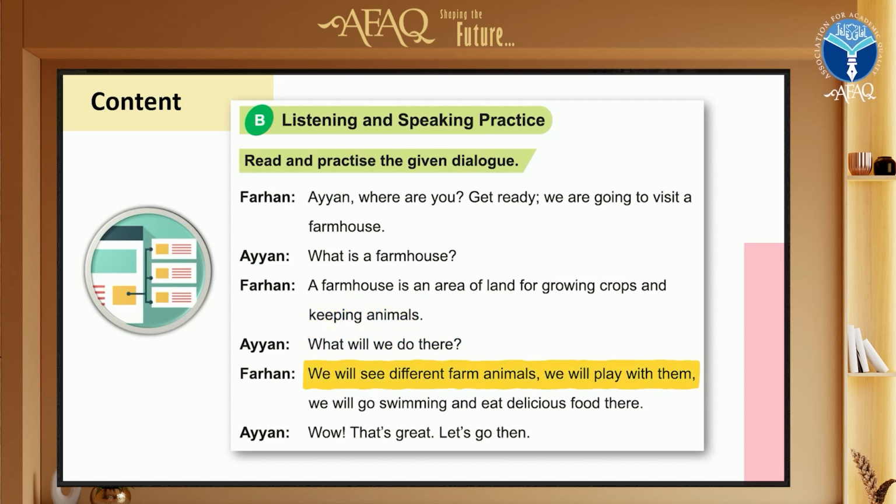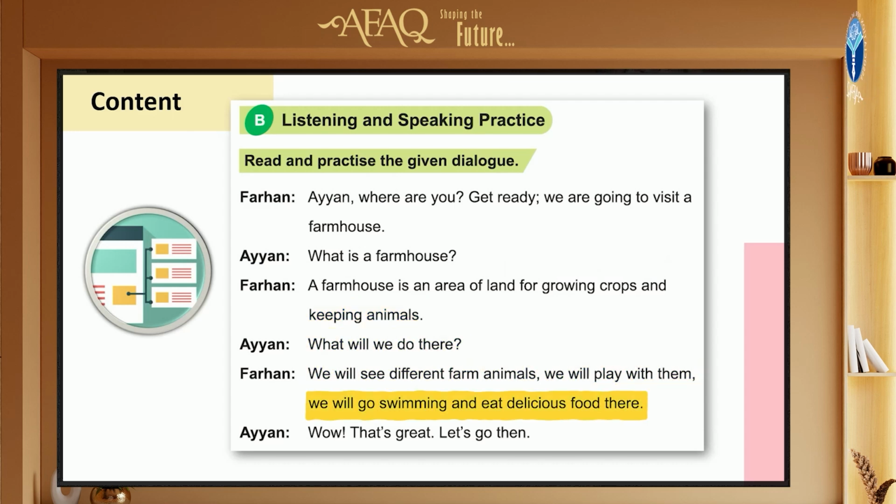We will see different farm animals. We will play with them. We will go swimming and eat delicious food there. Wow, that's great. Let's go then.